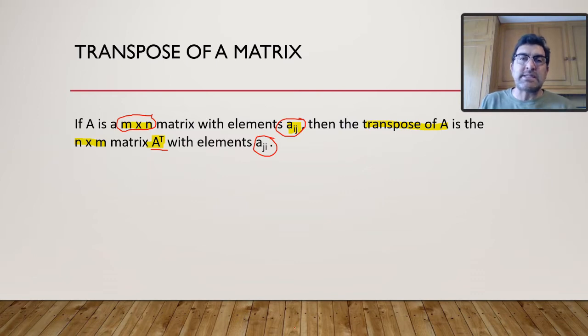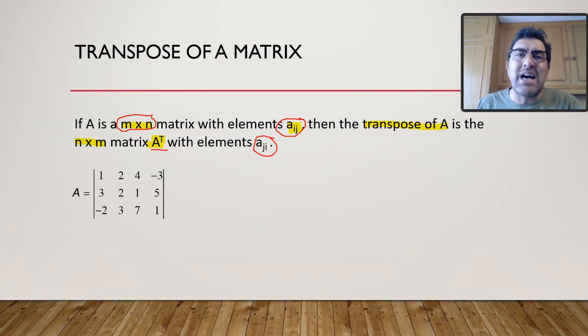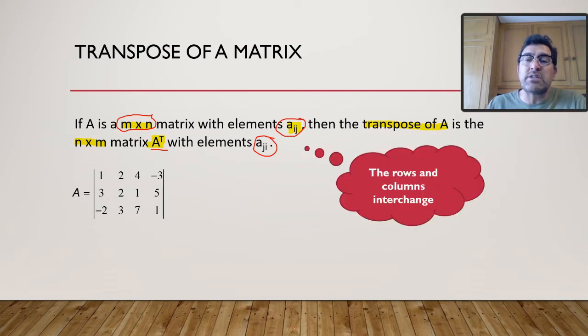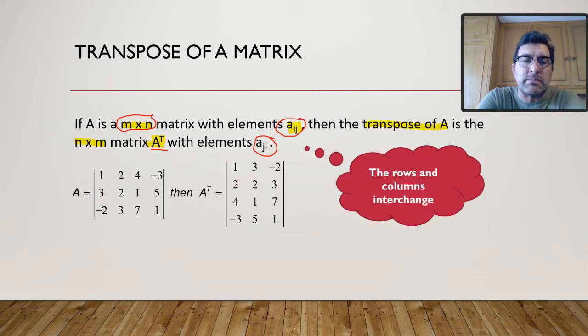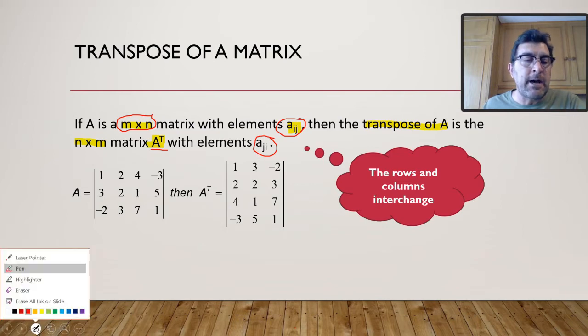Okay, so yes, it's right. What happened? The rows in the first matrix became the columns of the second matrix, or the columns in the first matrix became the rows in the second matrix. So all we're doing is interchanging rows and columns. A 3 by 4 matrix is going to become a 4 by 3 matrix if we interchange the rows and the columns. And that matrix is called the transpose of matrix A.